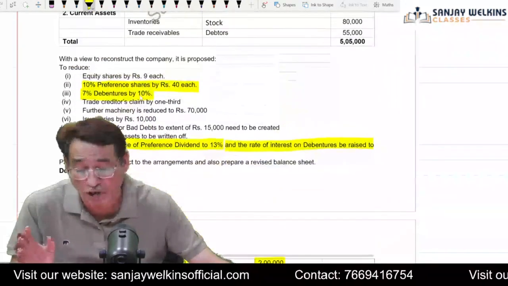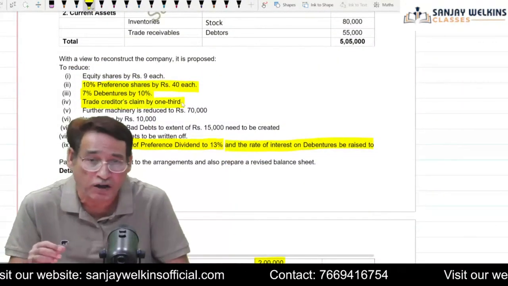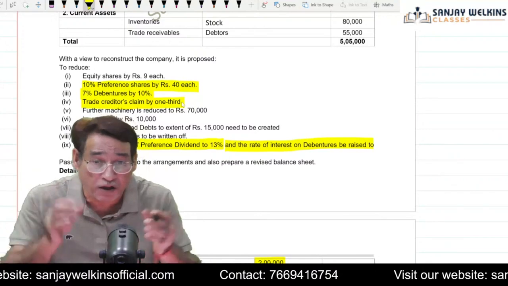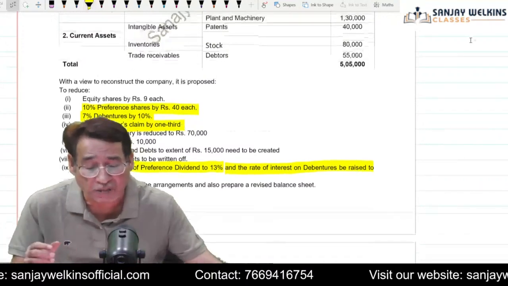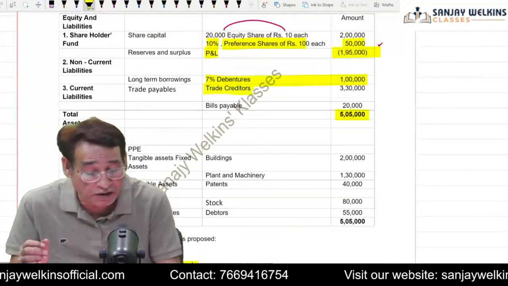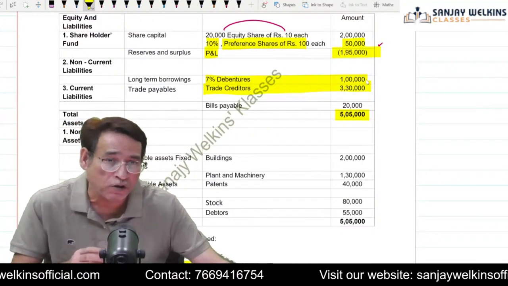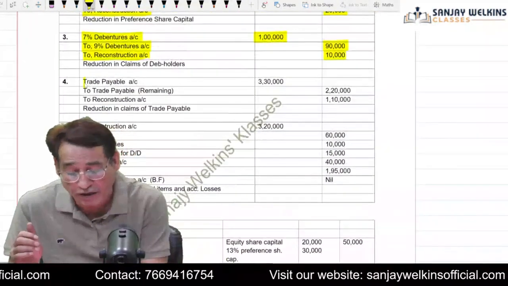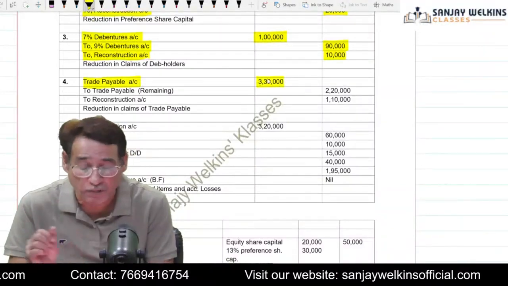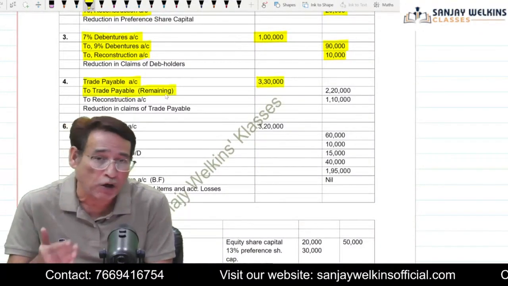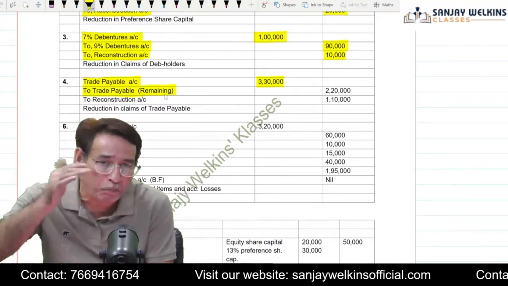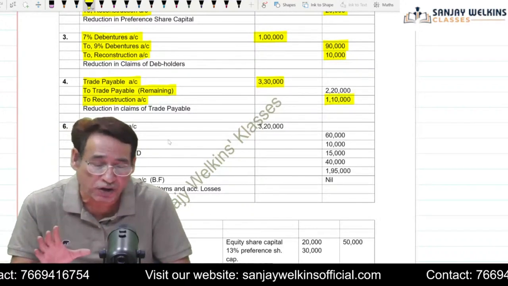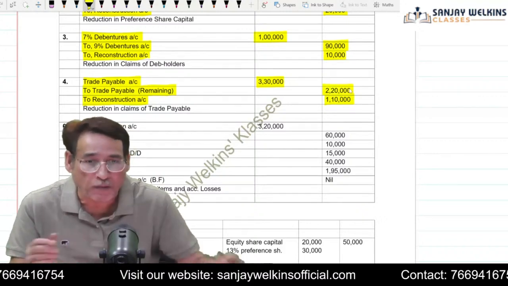If it is clear to you, now it is given in the question, trade creditors claim reduced by one third. Actually, under rare circumstances, sometimes we take the cooperation of the short-term creditors also. So here, the trade creditors' claim has come down by one third. That means the directors must have put up a request to the trade creditors also to waive a part of their claim. So we will write here trade payable account debit 3,30,000, number one. Then the trade payable remaining, because their claim has come down by one third. Whatever amount has fallen will be taken to reconstruction, and the remaining amount will be taken into the balance sheet later on.